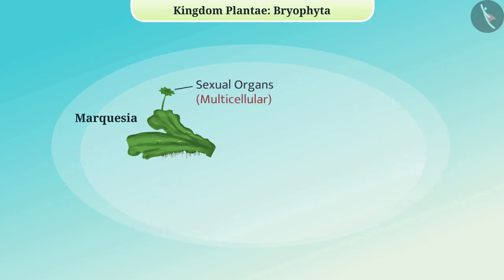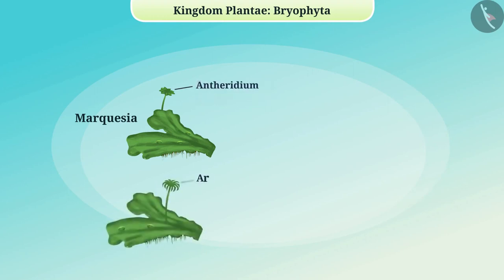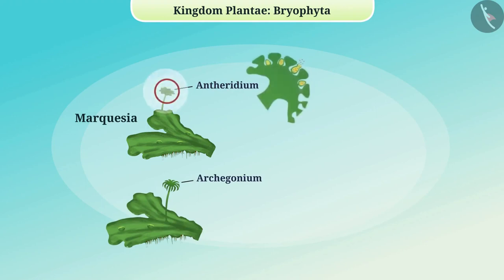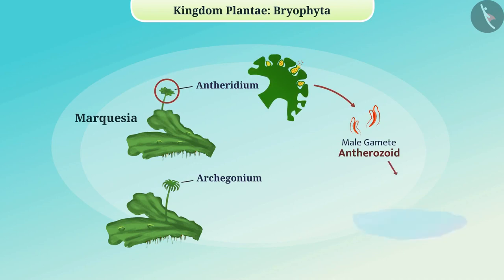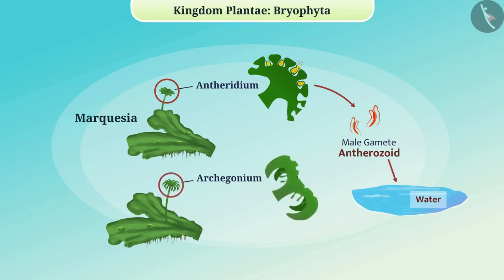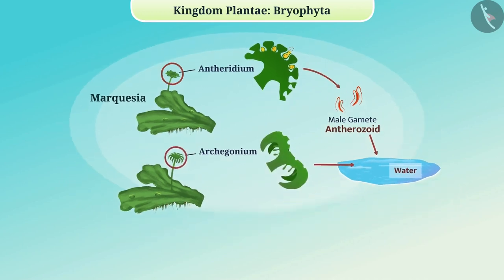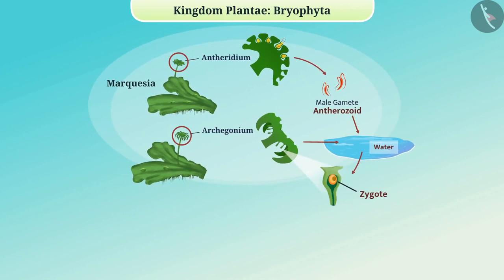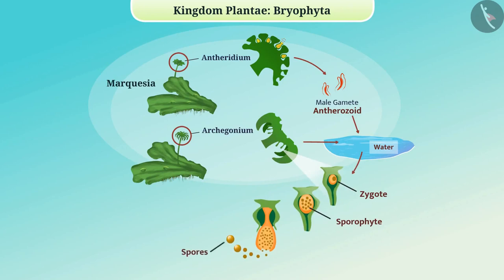The male sex organ is called antheridium and the female sex organ is called archegonium. From antheridia, the male gamete, antherozoid, is developed, which is released in water. Here, its fertilization occurs with the female gamete, the egg, and the zygote is formed. It is developed into a sporophyte. Some of its cells are converted into spores. It develops and produces new organisms. Now, let's understand Pteridophyta.